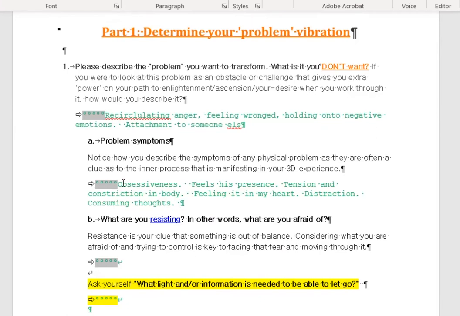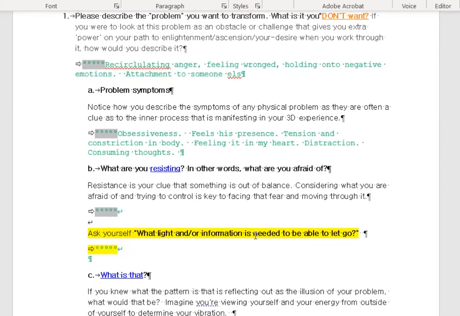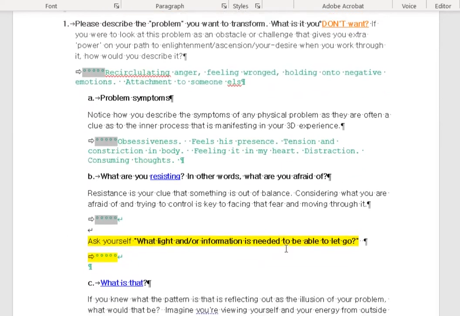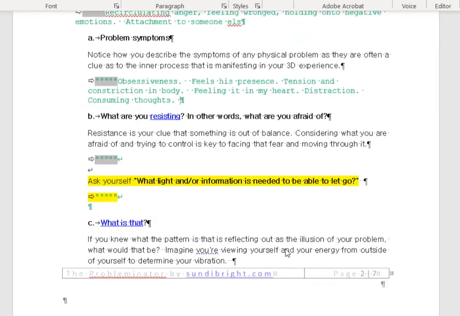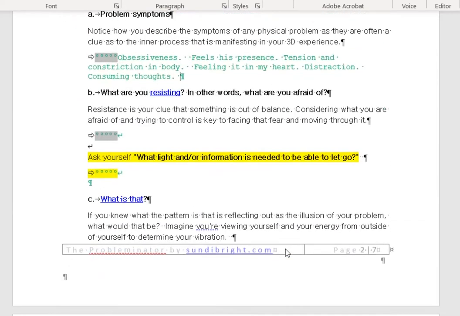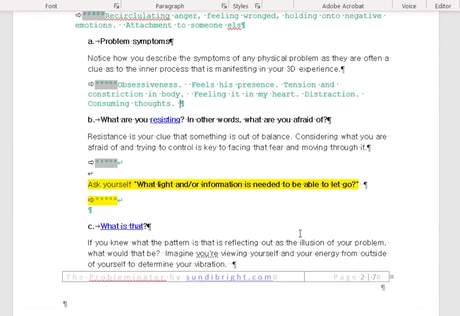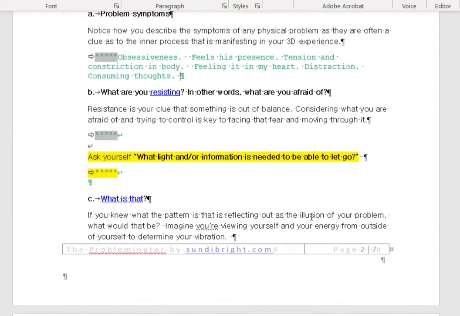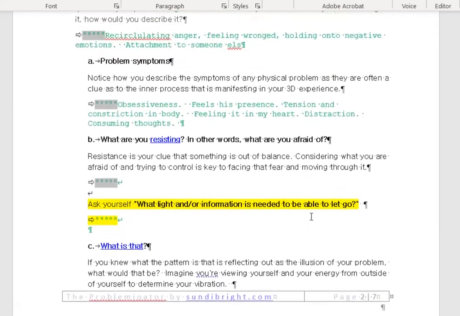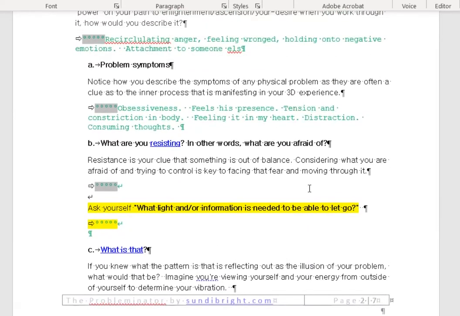So if I look at, I'm just pausing here for a minute, because sometimes when I do this myself, I think that something needs to come before this. Like when we talk about problem symptoms, I really want to ask you, instead of what it says next, what are you resisting? I really want to ask you if there's any other area of your life that you feel that way?